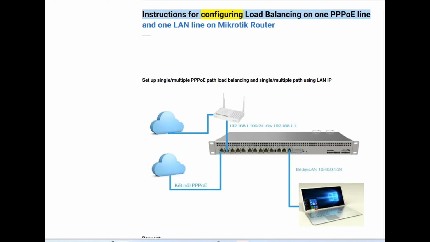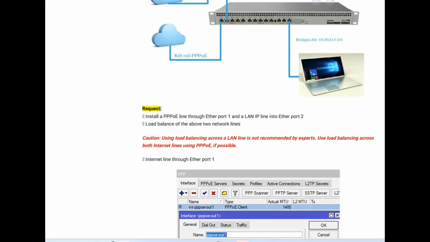Instructions for configuring load balancing on one PPPoE line and one LAN line on a Mikrotik router. Set up single or multiple PPPoE path load balancing, and single or multiple paths using LAN IP. Install a PPPoE line through Ether port 1 and a LAN IP line into Ether port 2, then load balance the above two network lines. Caution: using load balancing across a LAN line is not recommended by experts.